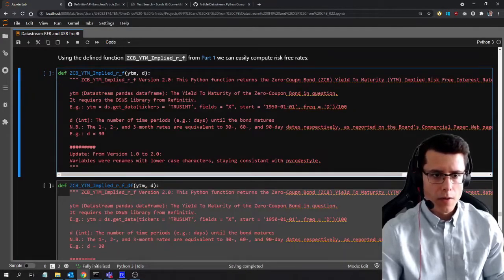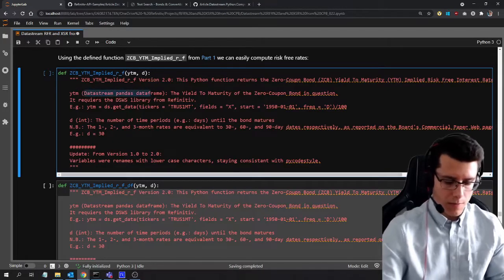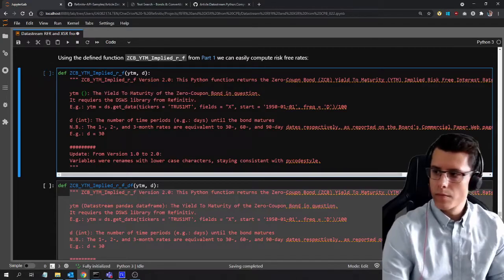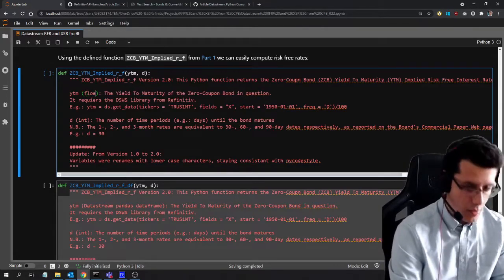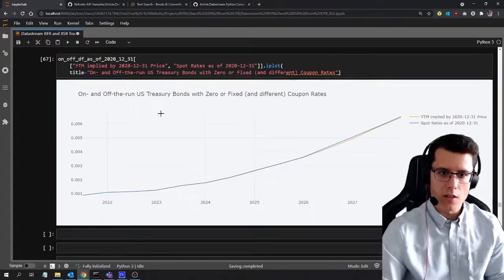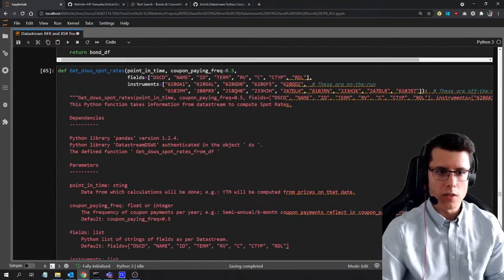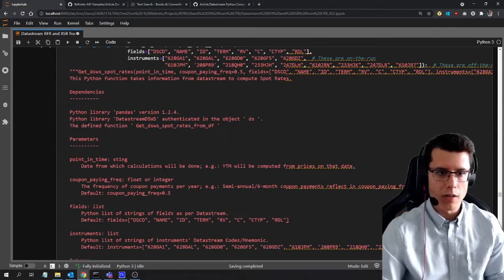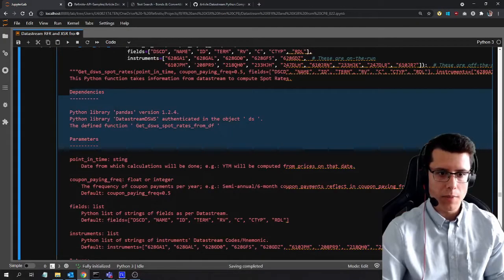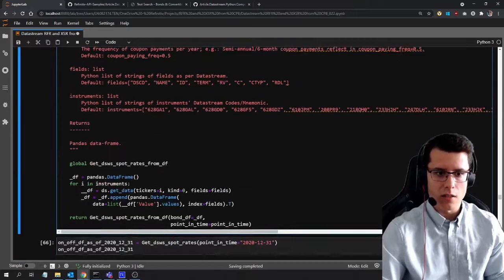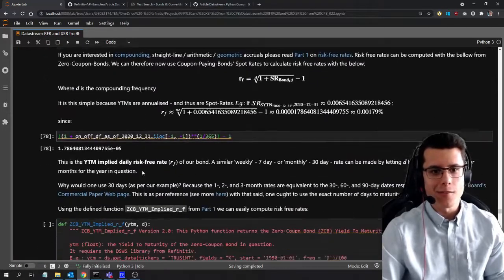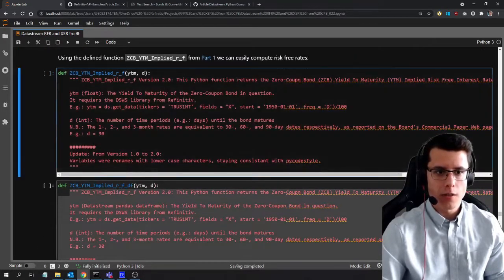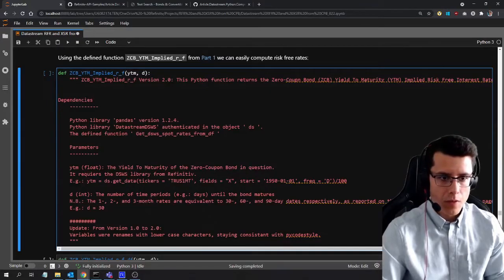Up. Yield to maturity is not going to be a data frame, though. It's going to be a floating point number. Float. And also, I think I've changed the way in which I do this. So you see, I've changed the way in which I write these things. So what are the dependencies? And we have our variable name followed by this, and then it's indented. So let's do that, shall we? Boom, boom, boom. So what dependencies have we got here, if any?